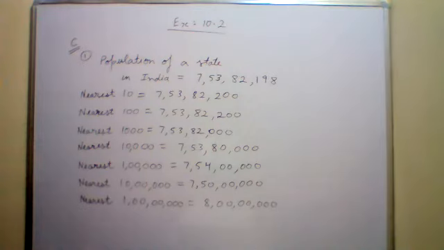The population of a village is given. Round it off to nearest 100. It is very easy, question number 3. Do it on your own again. If you can do question 3, try question 4 also. Okay, leave question 4, I will explain question 4. First do question 3, everyone.